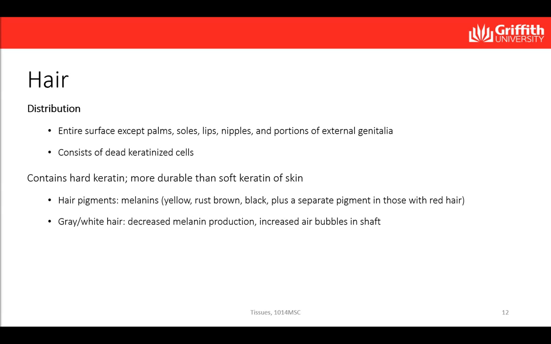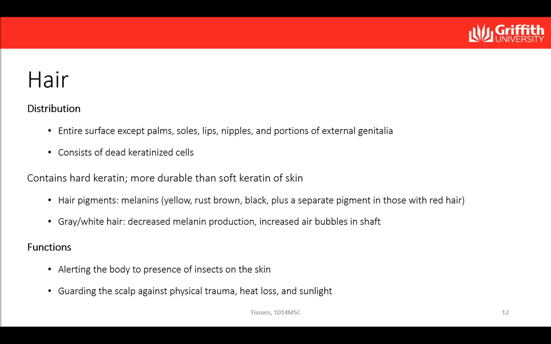The hair pigment itself is made by melanocytes at the base of the hair follicle. Various proportions of melanin of different colours, such as yellow, brown, and black, combine to produce the hair colour, which ranges from blonde to pitch black, although red hair is created by a separate pigment altogether. As we age, the production of melanin decreases, which turns the hair grey or white.